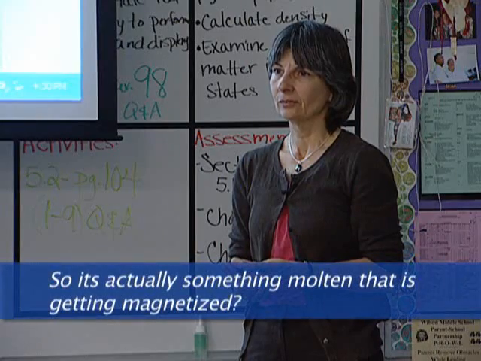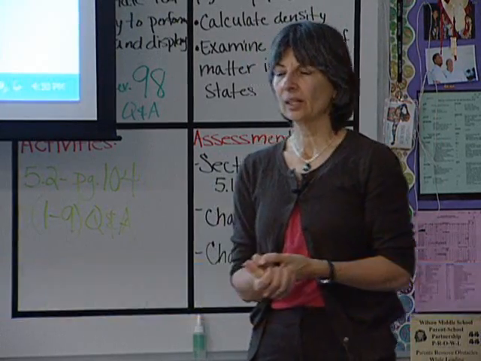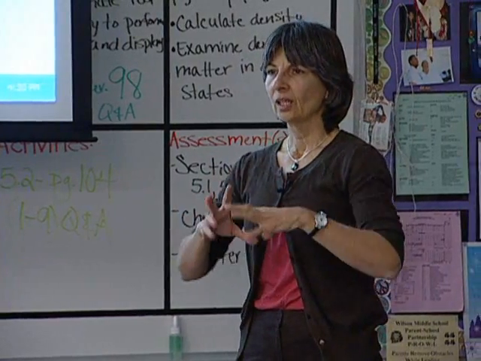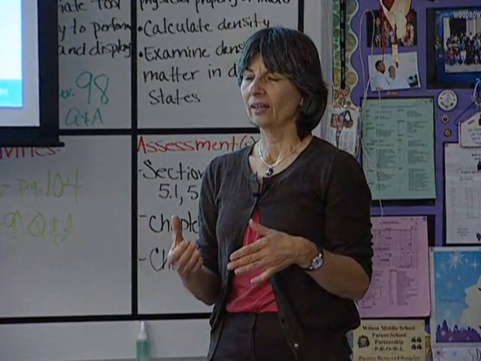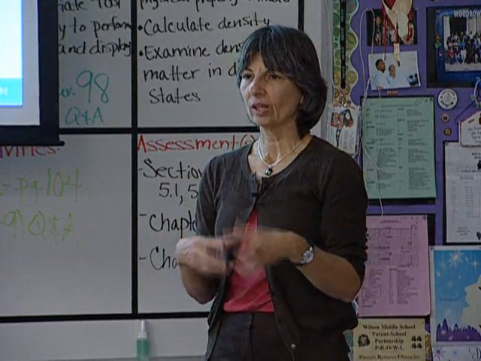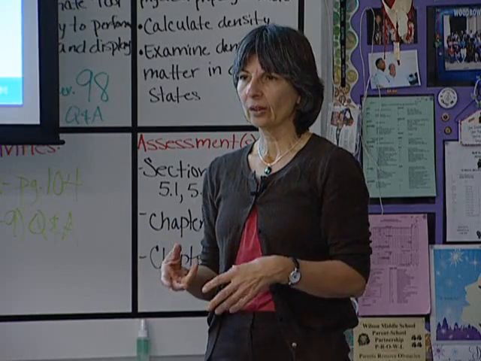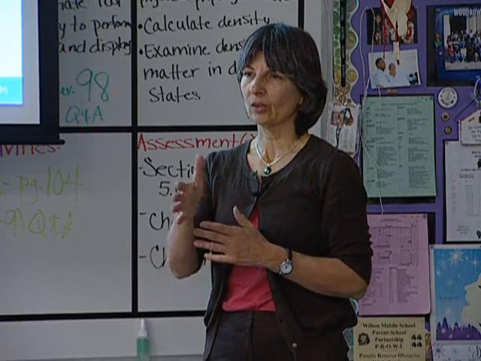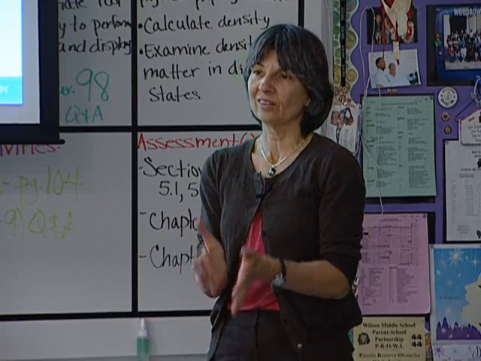Yeah. There's actually something molten that's getting magnetized. Right, so the way it's getting magnetized is that when it erupts, it has to cool below around 600 degrees centigrade, and then it doesn't have enough thermal energy anymore to keep the electron spins random, and so the electron spins line up a little bit with the Earth's magnetic field, and that gives you the magnetization that then just stays there.